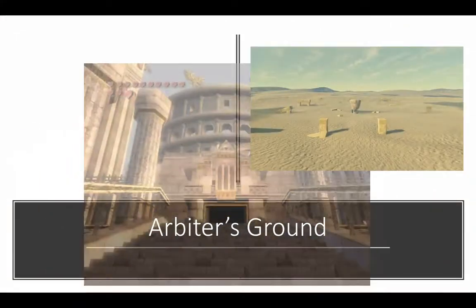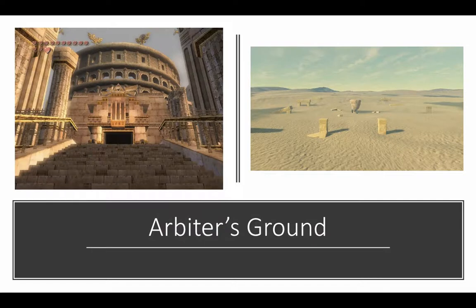Arbiter's Grounds, which appears in Twilight Princess as a prison, and that also has the Mirror of Twilight. That is the main thing that made Ganondorf get banished into the Twilight Realm.